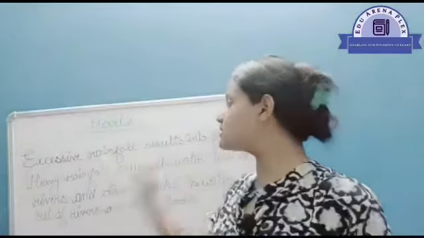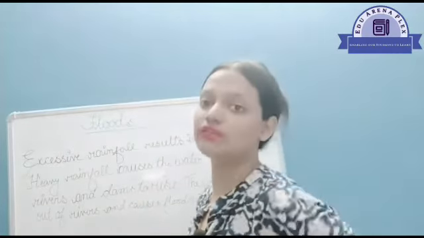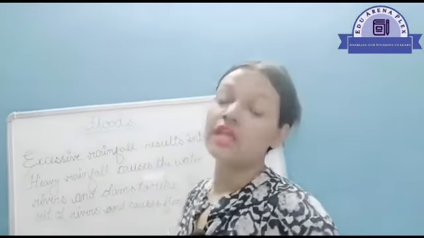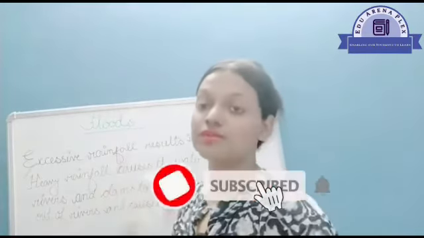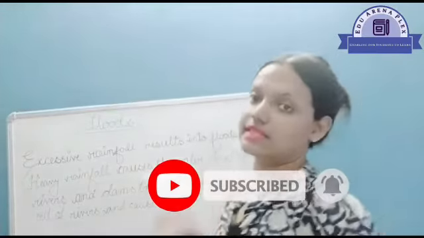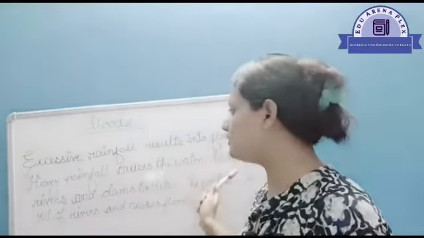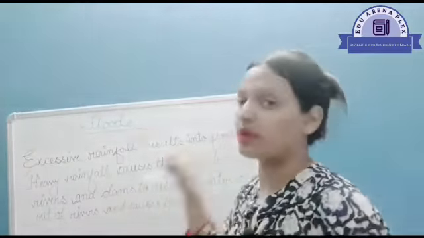So see, excessive rainfall results in flood. When there is excessive rainfall, it results in flood. Now, how does excessive rainfall result in flood? Let's discuss it in detail. Heavy rainfall causes the level of the rivers and dams to rise.